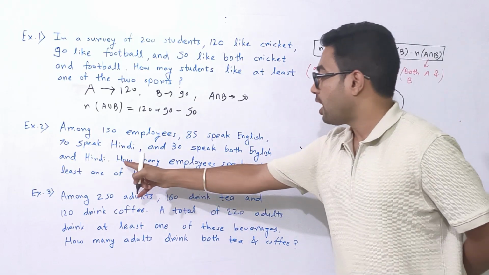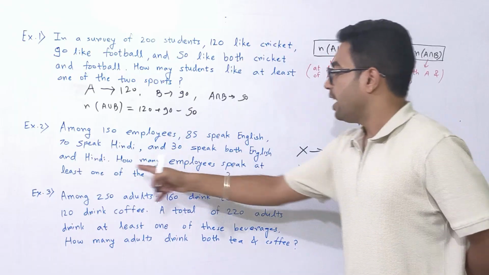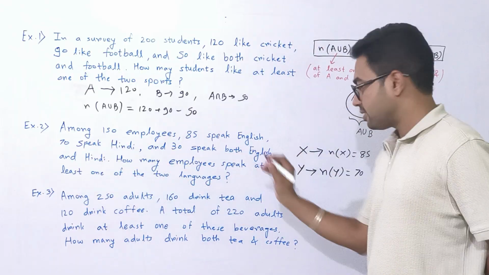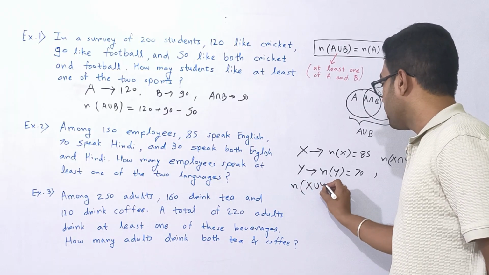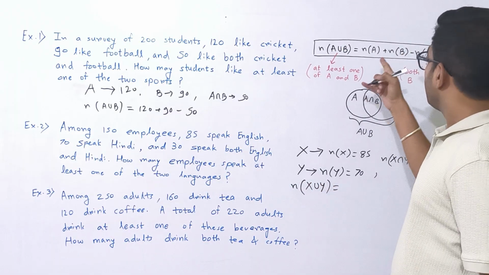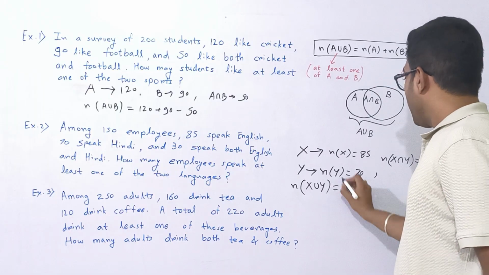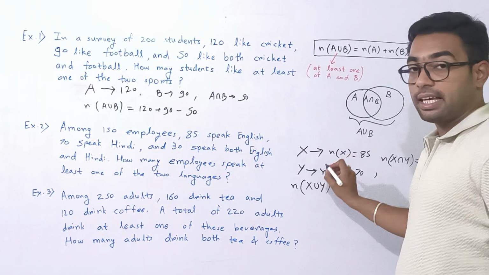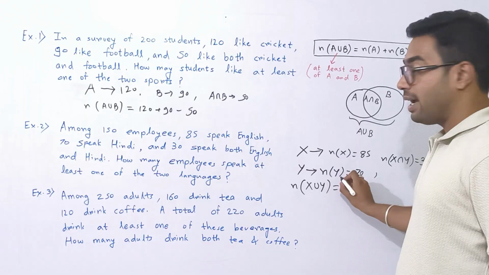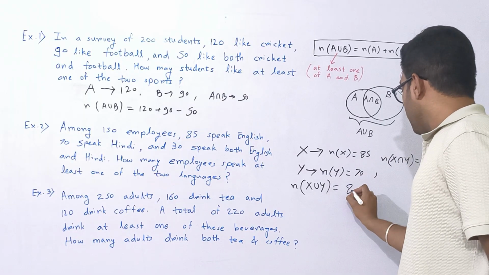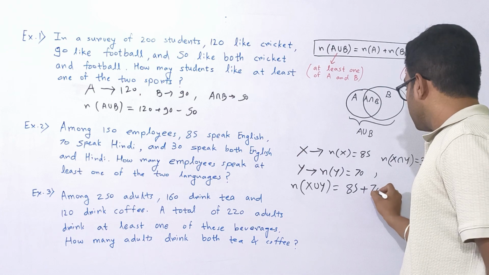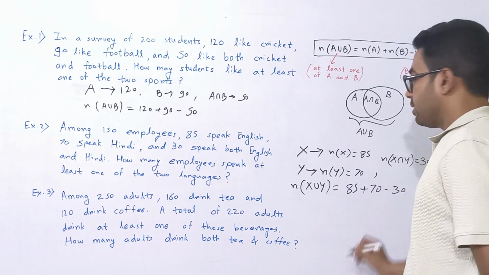So what is the question? How many employees speak at least one of the two languages? Do we need to find N of X union Y? According to the formula, N of X union Y is N of X plus N of Y minus N of X intersection Y. So 85 plus 70 minus 30.